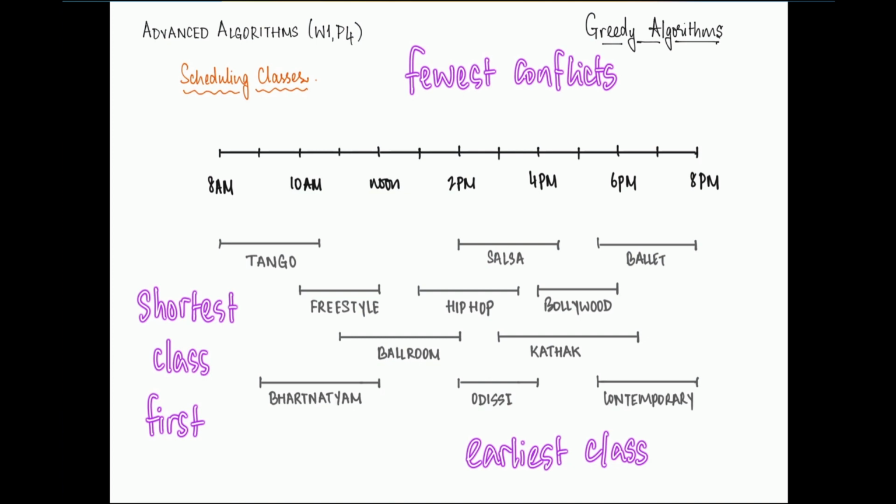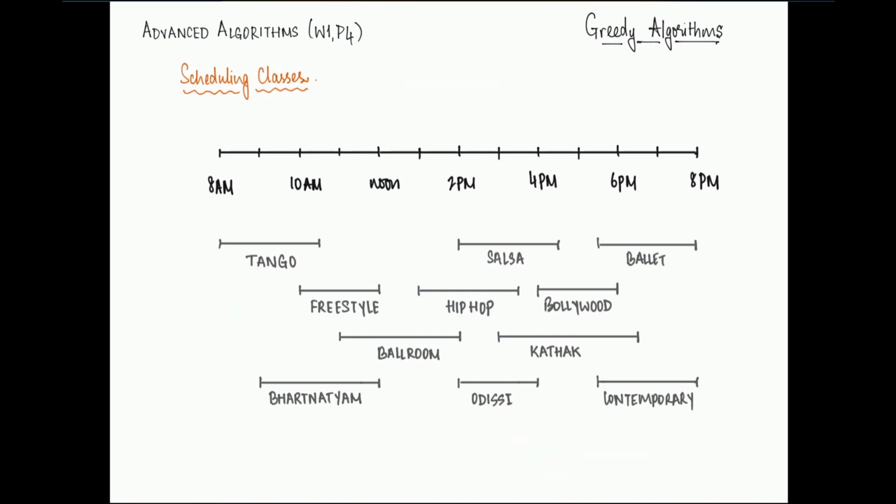So let's try this out on the example that we have here. So among all the classes, it would appear that tango finishes the earliest. So that's what we are going to pick in our solution. And we see that we have freestyle and Bharatnatyam conflicting with tango. So we want to eliminate those from our consideration. Now, among the remaining classes, which one finishes first?